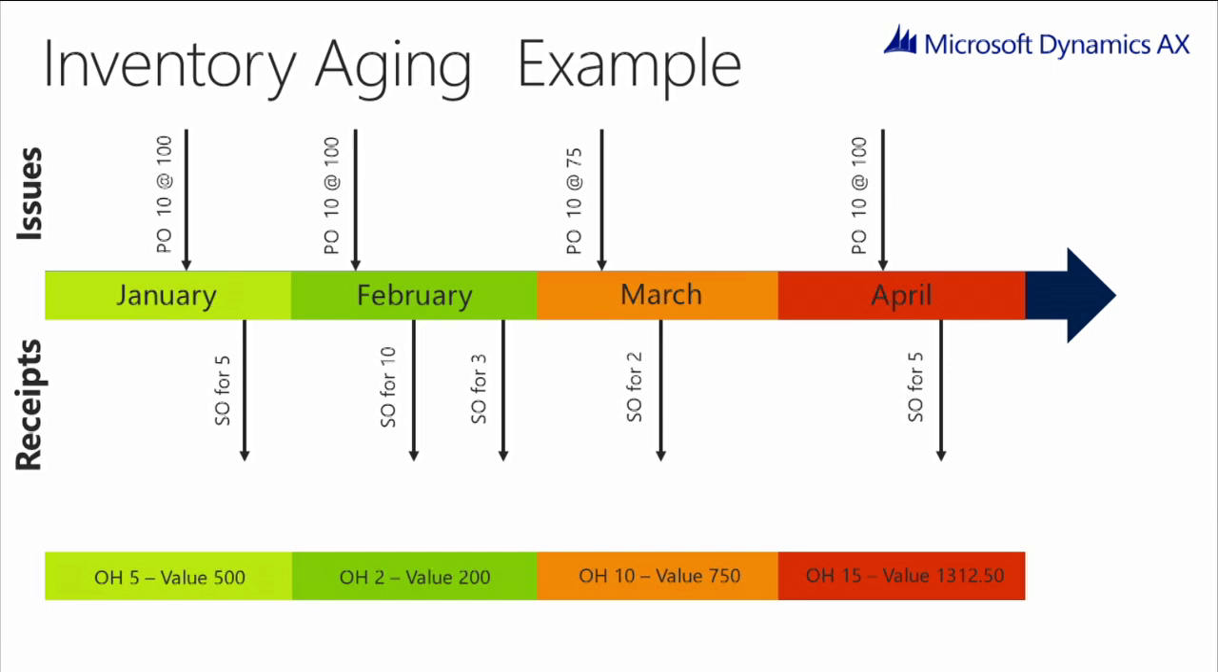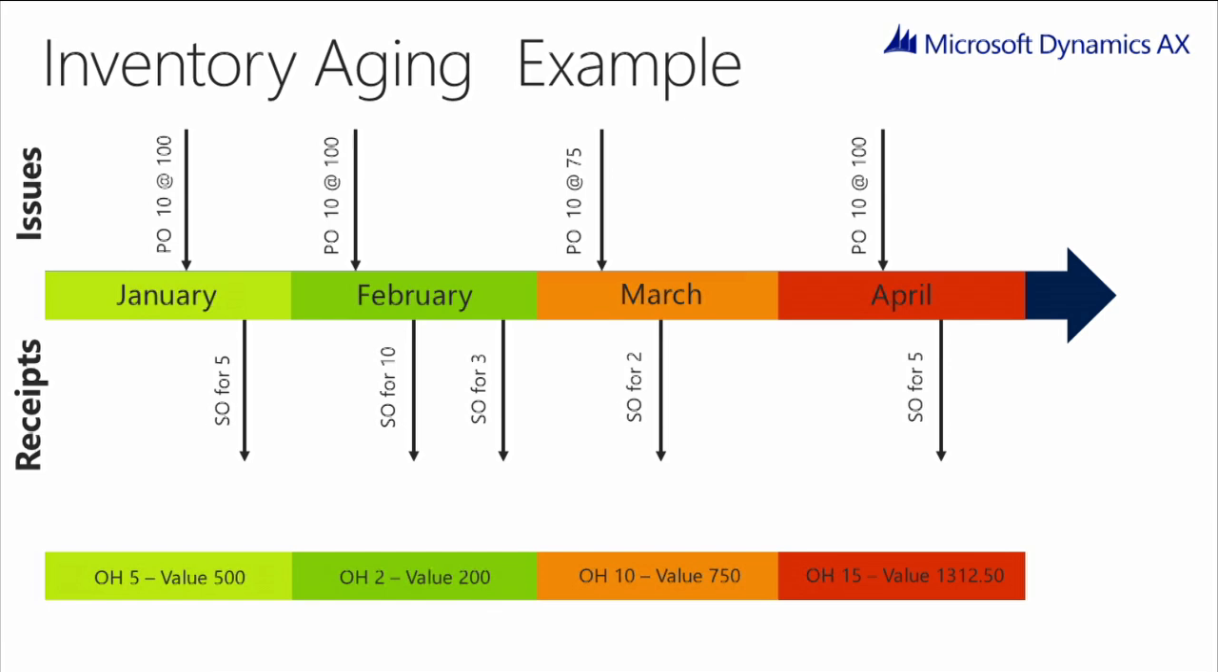So, in January, with the PO for 10 at a price of 100 each and a sale for 5, the on-hand inventory is 5 and the average value of 100 for a total value of 500 in the month. Then, in February, there's another PO for 10 at a price of 100. Next, there is a sale for a total of 13, 1 for 10 and 1 for 3. Here you can see that at the end of the month, there is an on-hand quantity of 2. With the average calculated, this brings the value to 200.